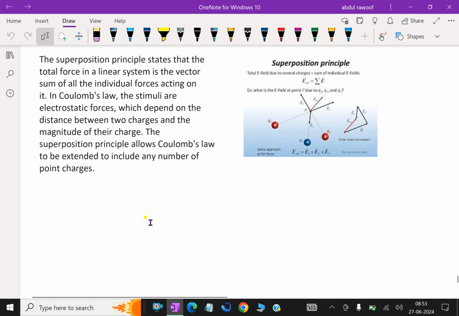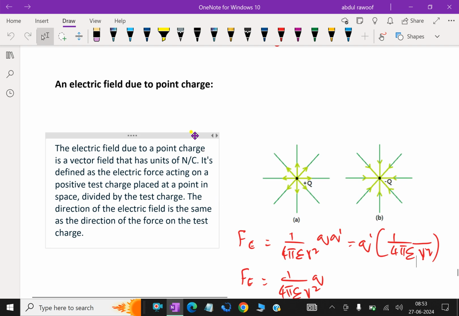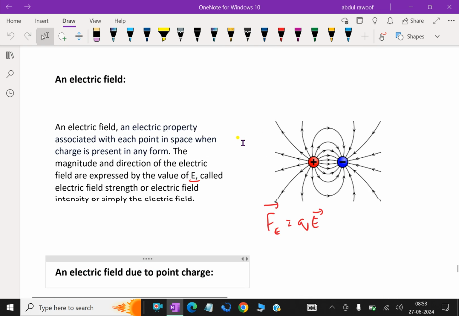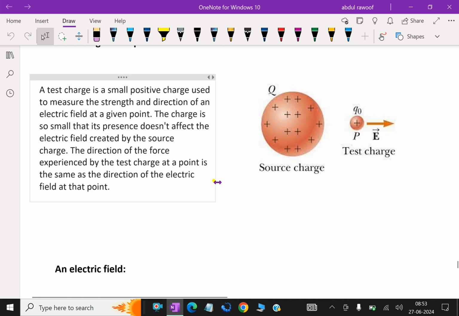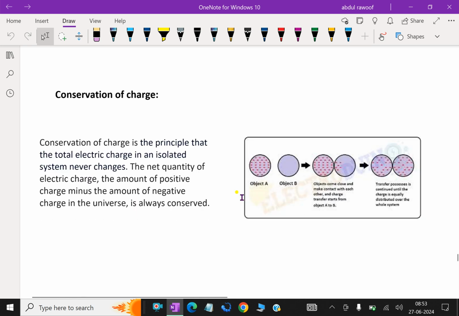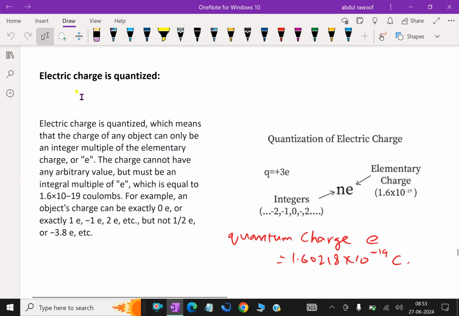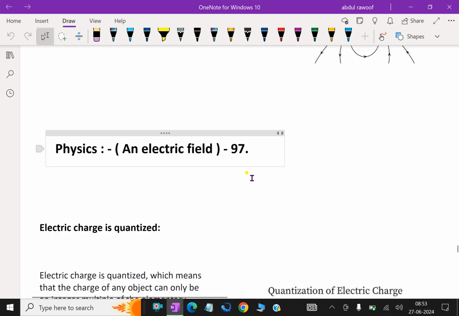So far we have discussed the electric field, superposition principle, electric field due to point charges, the test charge concept, conservation of charge, and that electric charge is quantized. We have done.